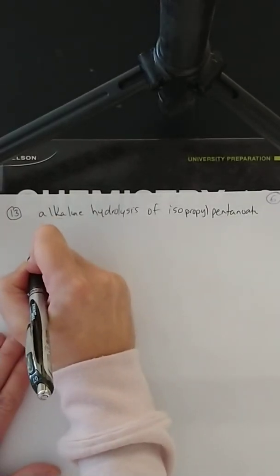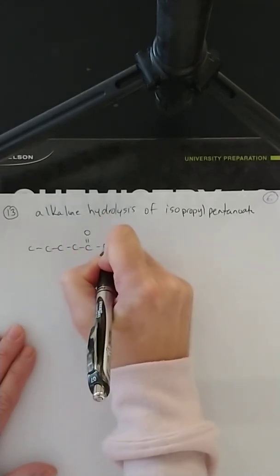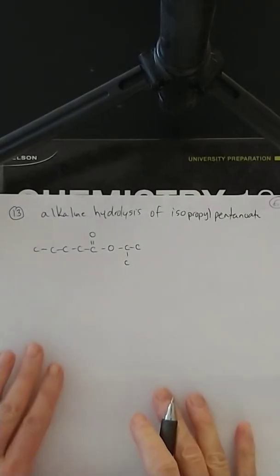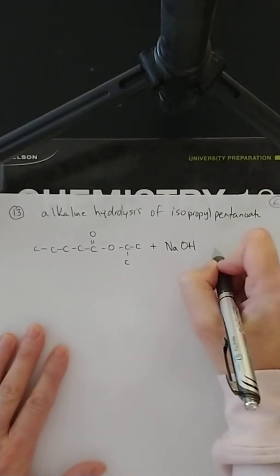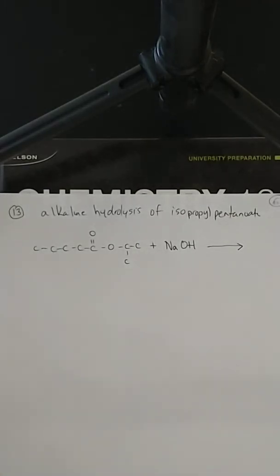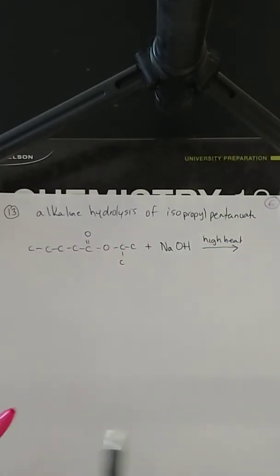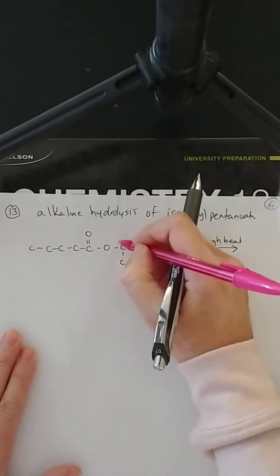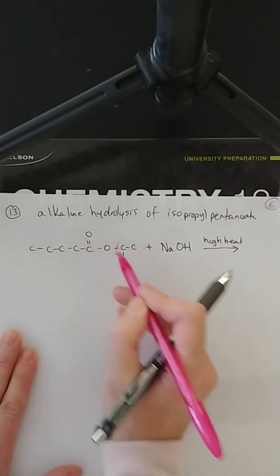So if we were to draw this out, here is our isopropyl pentanoate. And what we're going to do now is we're going to add NaOH to this. And according to your chart, when you add NaOH, you do need high heat. So I'm going to put that on here. Okay, so here's what happens, is your NaOH is going to come in, and this time you're going to break the bond after the O, not between this C and O, but after the O.